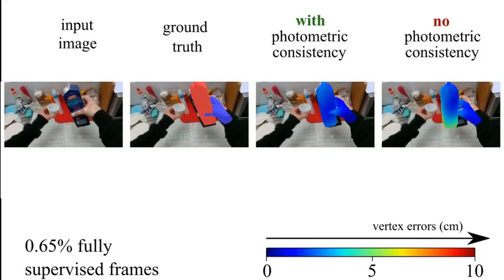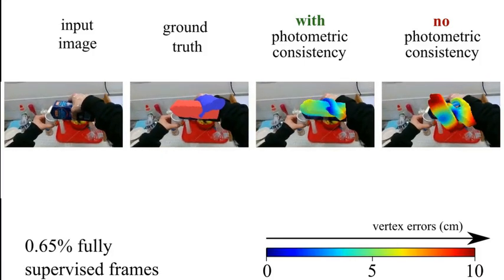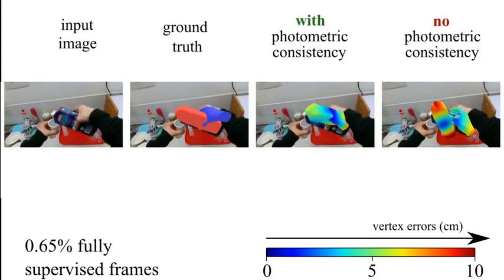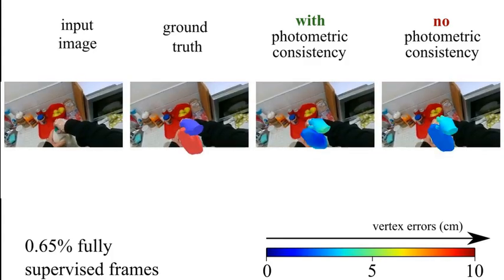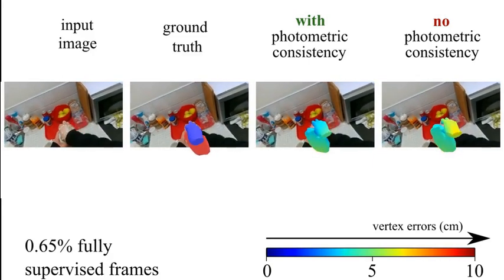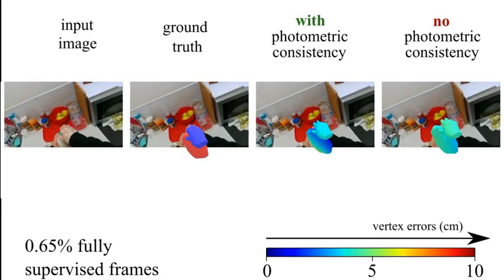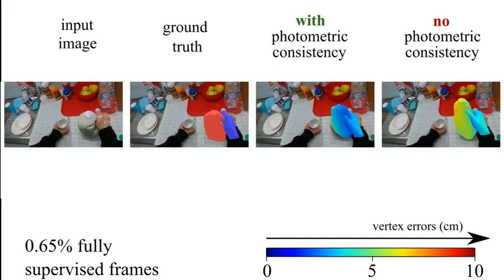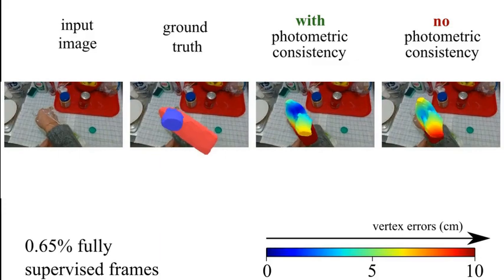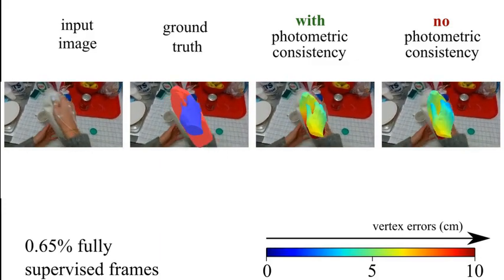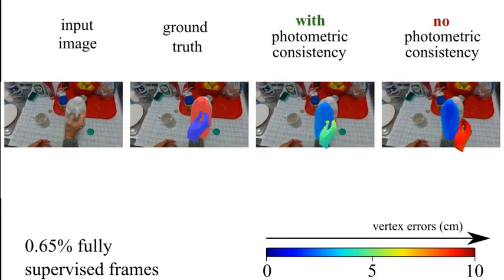When using less than 1% of fully supervised data, training with the additional consistency term improves object and hand poses quantitatively at test time. Qualitatively, we observe that the model fine-tuned with photometric consistency is able to correctly predict a wider range of object poses. It also predicts more accurate hand poses in cases where the baseline prediction only partially overlaps with the visible hand in the image.